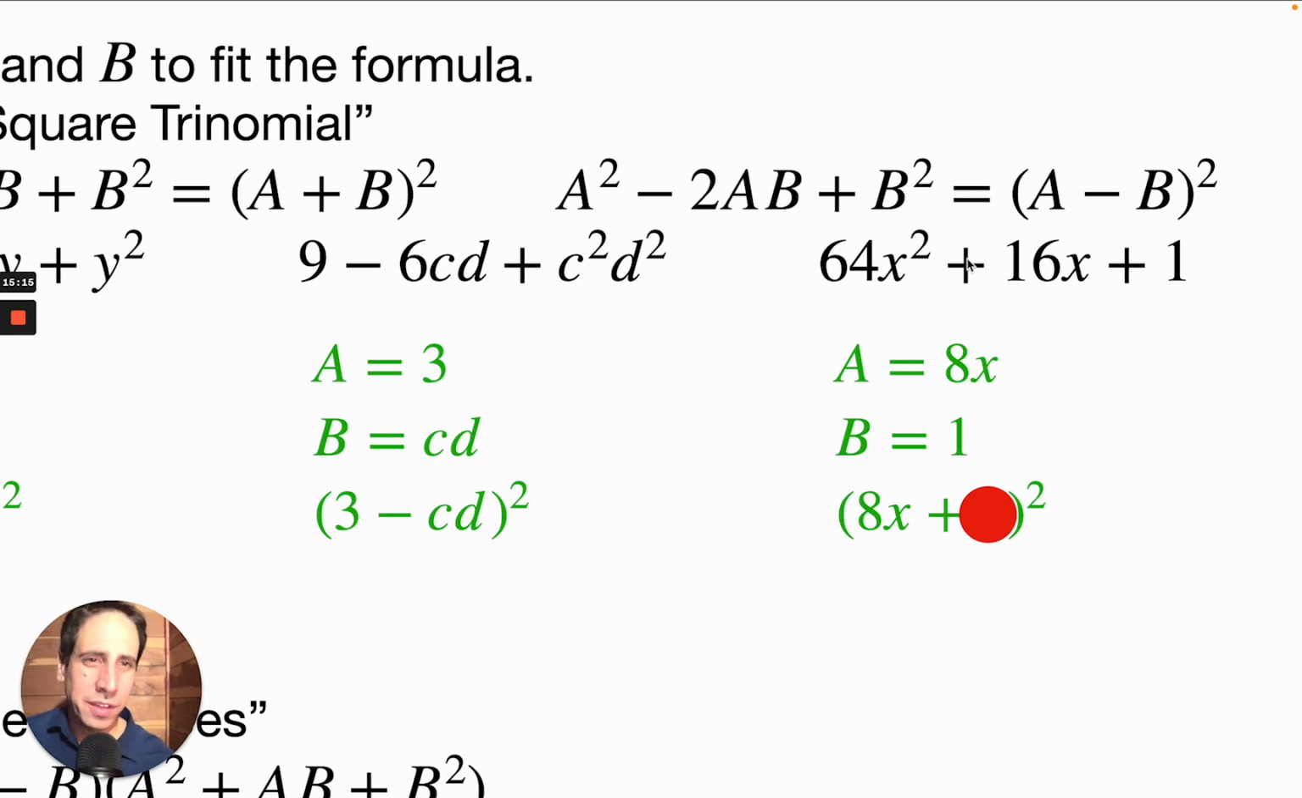Perfect square trinomial? Yeah, I think this first term is a perfect square. Its square root is 8x. This last term is a perfect square. Its square root is 1. And the middle term is going to be 2 times a times b. We'll use the addition version because I see plus here. So this is going to be a plus b, or just 8x plus, and you tell me, squared.